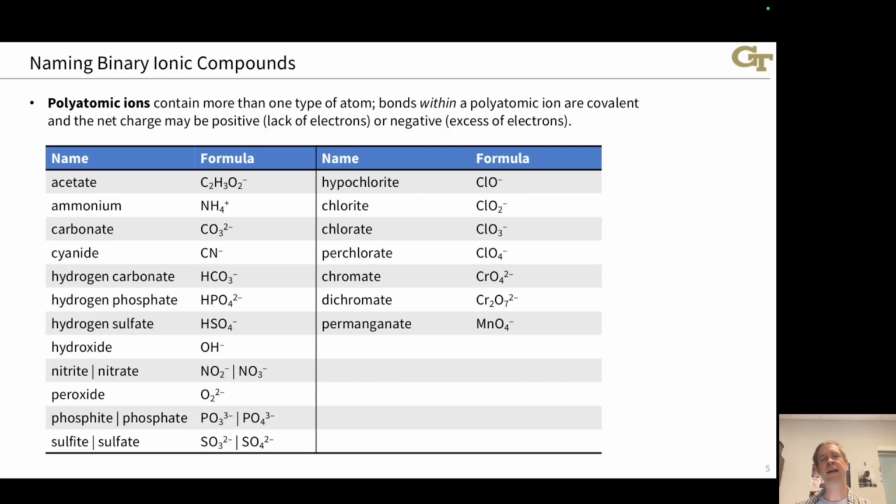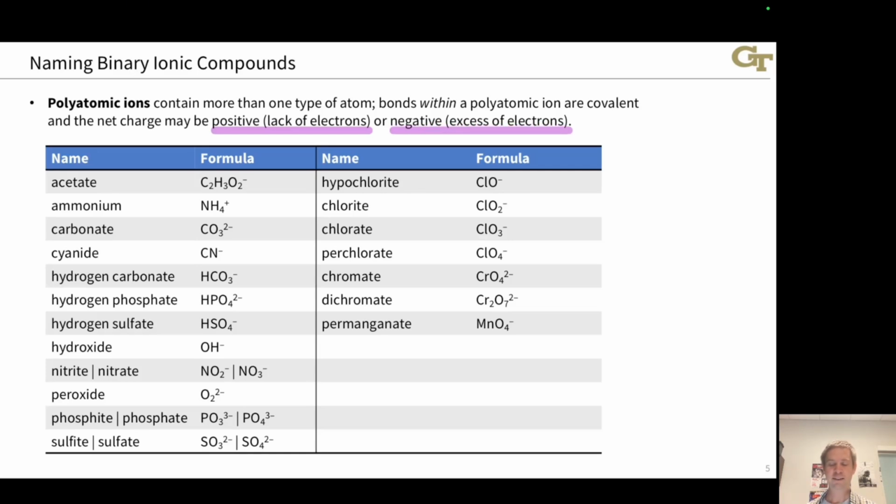Now, in order to get there, one thing we need to note is that a number of these consist of polyatomic ions, ions that contain more than one atom, where the atoms within the ion are bonded covalently, but there's a net charge overall due to, for example, a lack of electrons, in which case we'd have more protons than electrons, right? And so we'd have a net positive charge. Or we might have a net negative charge if there's an excess of electrons in the ion, with more electrons than protons.